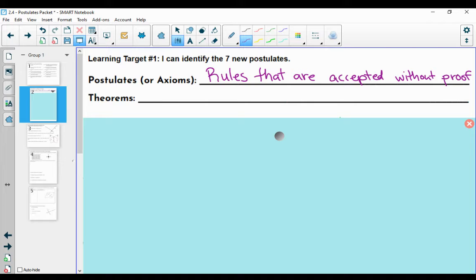And then we have theorems. Theorems and postulates go hand in hand because theorems are also math rules, but these are math rules that someone has already proved. They could have been proved using postulates or definitions or undefined terms. So theorems are just rules that have already been proved.